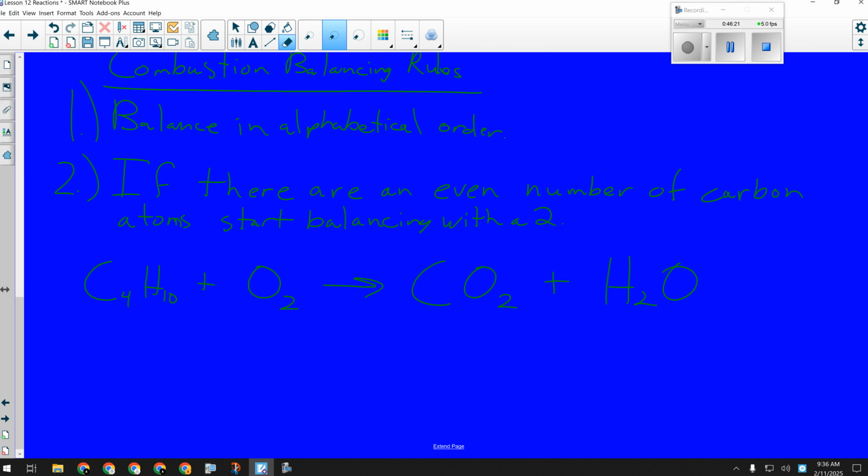Okay, so here's what this means. We start balancing with a 2. I'm supposed to balance in what order? Alphabetical. All right, so that means I'm going to put a 2 right at the front of this reaction, starting with carbon. Okay, now, how many carbon do I have? 8. Now, how many hydrogen do I have? 20. Okay, what do I need to put in front of this?